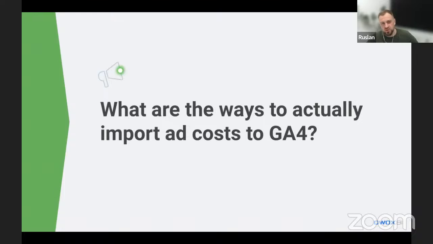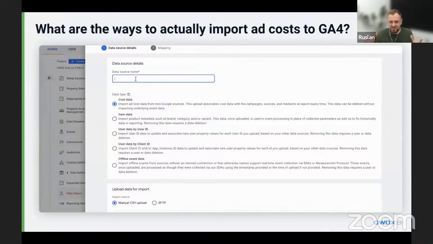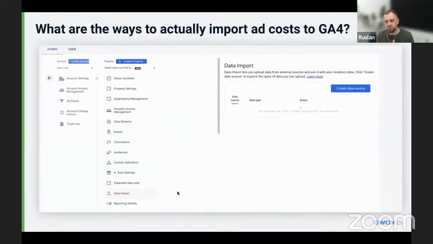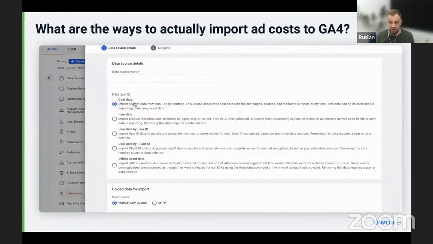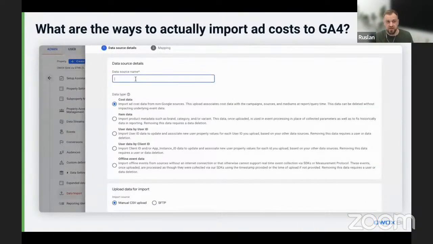So now let's discuss what are the ways to actually import ad cost to GA4. But wait a minute. How does the ad cost data import to GA4 actually work? Now it's a great moment to dive deep into the data import functionality and figure this out. I believe many of you who have already noticed the data import section in the GA4 admin panel have tried the import. And there are two options. Number one, you can manually upload a CSV file. And number two, semi-automatic upload via SFTP server.